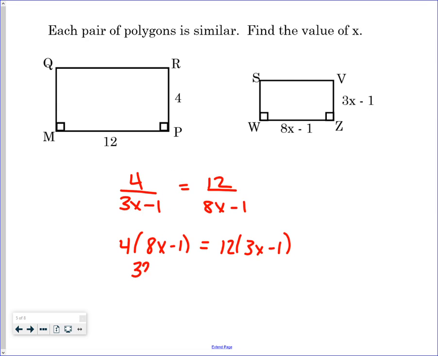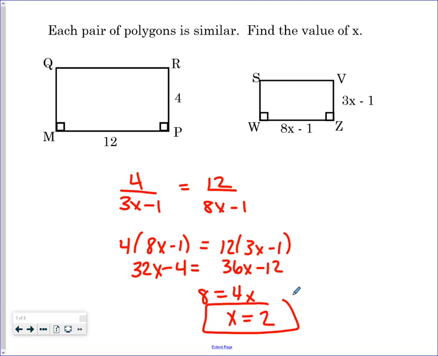So we get 32x minus 4 equals 36x minus 12. I would subtract the 32x and add the 12. So I got 8 equals 4x, so x is 2, right? Is that what they wanted? Yeah. Anybody not get 2 and need some help? Okay.